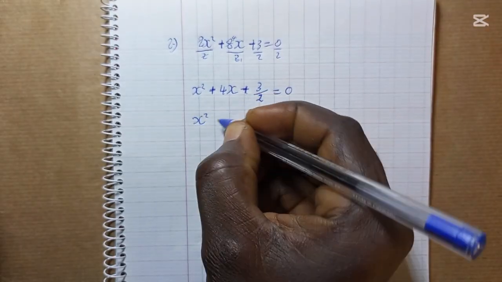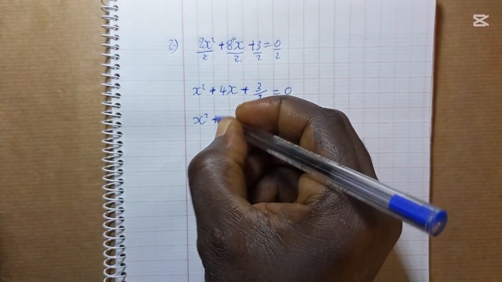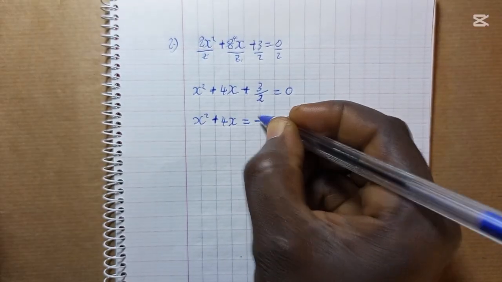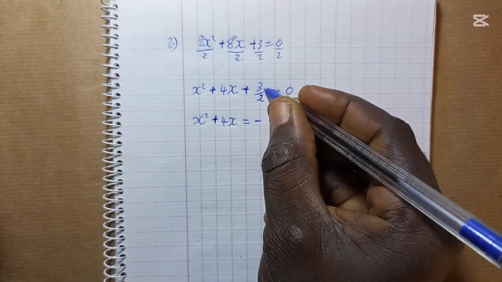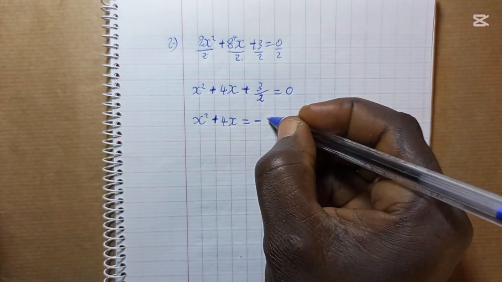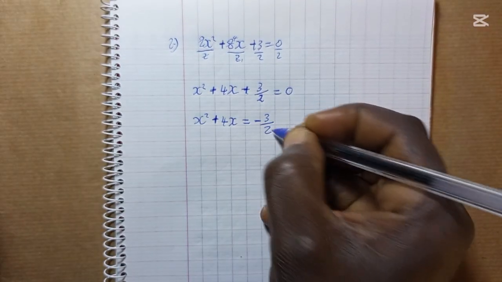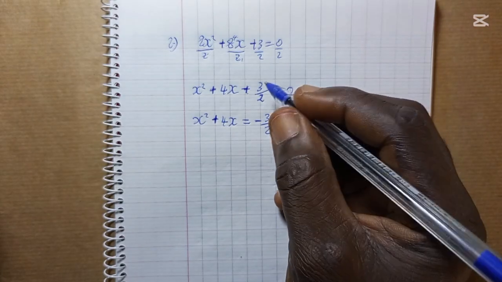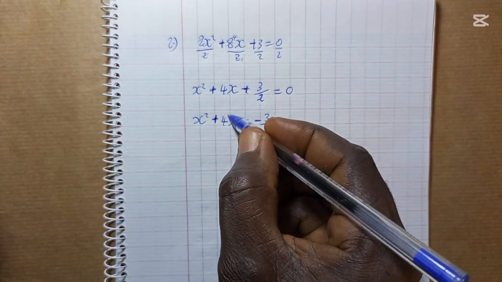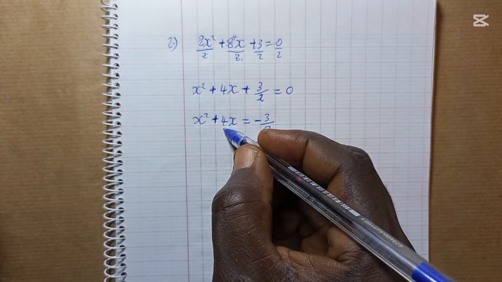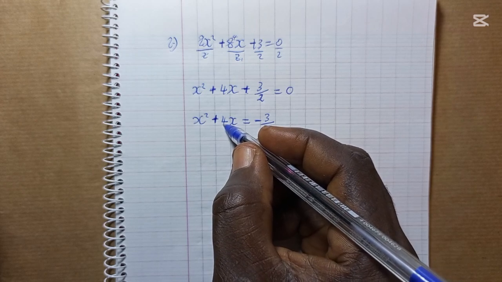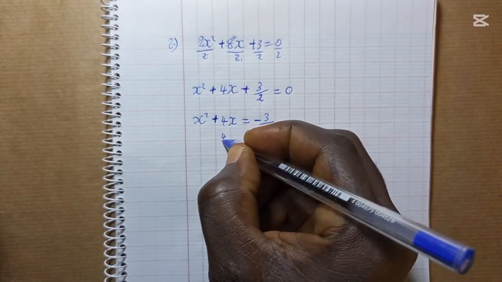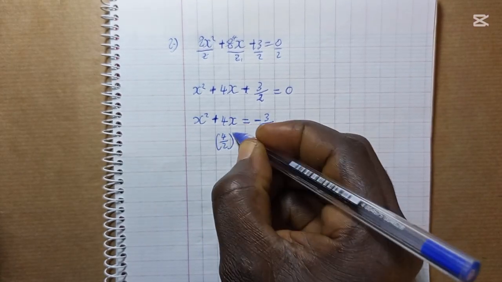I have x squared plus 4x is equal to minus 3 over 2, because plus 3 over 2 will cross over and turn to minus 3 over 2. So the next step here is we're going to take the number that is standing with x here, which is 4, divide it by 2, and then square it. That is 4 over 2, and then square.